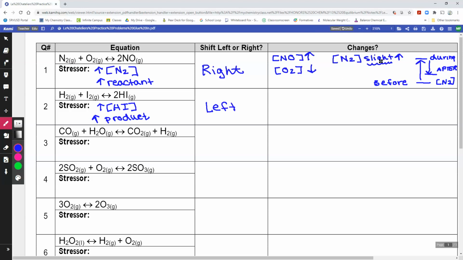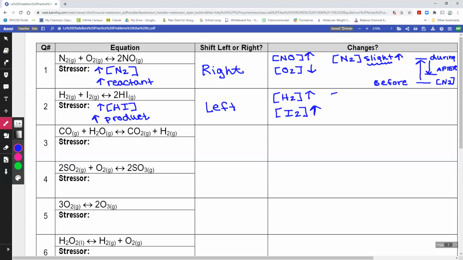Now let's look at how each of our things change. If I proceed in the backwards direction, I'm going to be making more hydrogen. So the hydrogen concentration goes up. Same with our concentration of iodine, right? We're going in the backwards direction. We're shifting to the left. The concentration of that goes up.